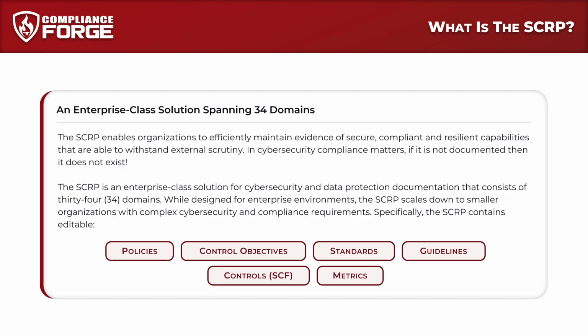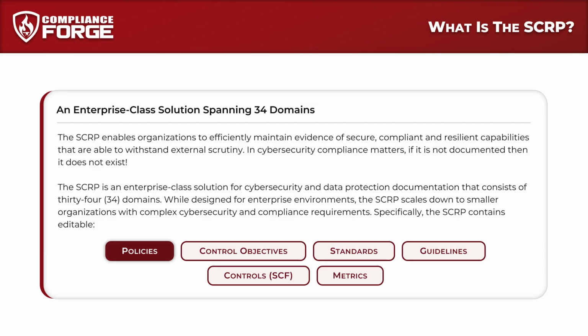So what exactly is the SCRP? It enables organizations to efficiently maintain evidence of secure, compliant, and resilient capabilities that are able to withstand external scrutiny. Because in cybersecurity, compliance matters. If it is not documented, then it does not exist. It is an enterprise-class solution for cybersecurity and data protection documentation, consisting of 34 domains that help any sized organization be secure, compliant, and resilient. And while it is designed for enterprise environments, the SCRP scales down to smaller organizations with complex cybersecurity and compliance requirements.